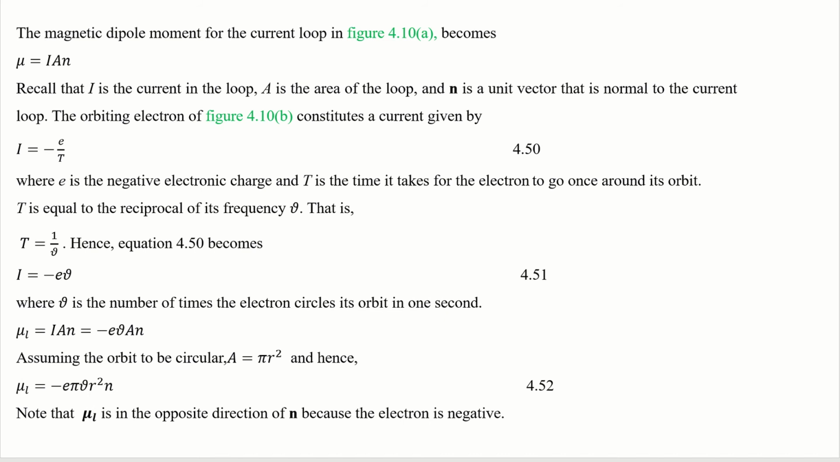Therefore, mu sub L is equal to I A n, which is also equal to minus e nu A n. We substituted the value of I in this equation. Assuming the orbit to be circular, the area A is equal to pi r squared, and therefore mu sub L is equal to minus e pi nu r squared n. We substituted the value of A in the above equation. Note that mu sub L is in the opposite direction of n because the electron is negative.